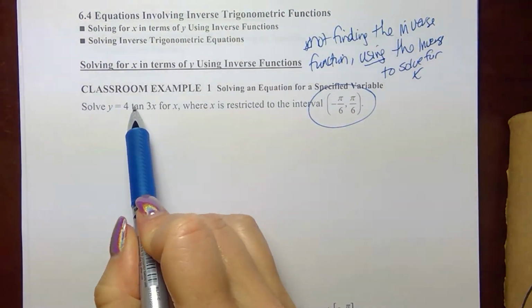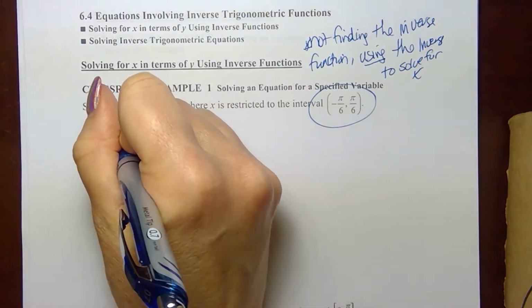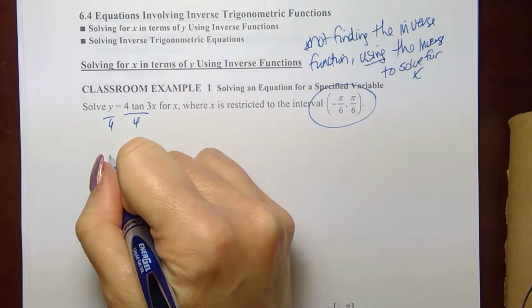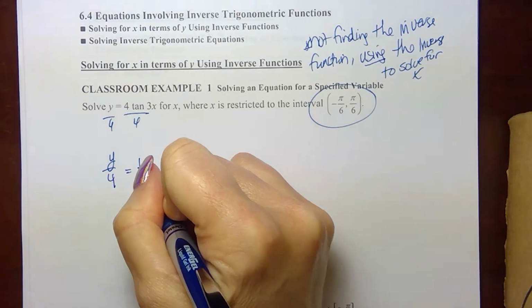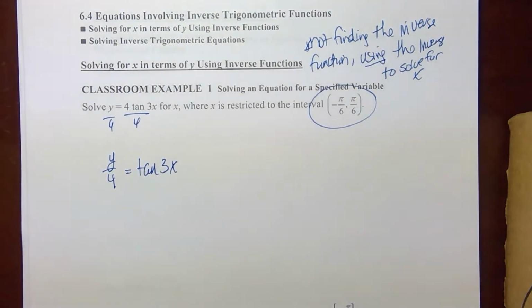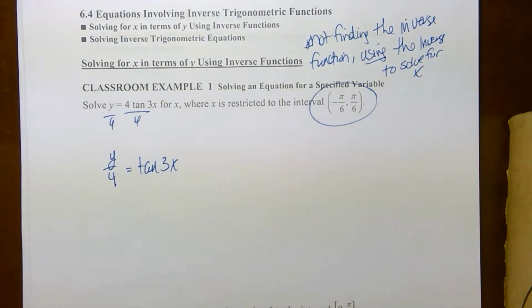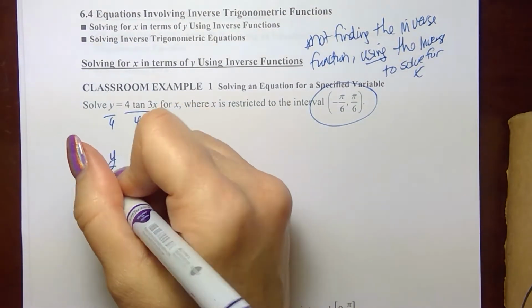We've got y equals 4 tangent 3x. The very first thing I'm going to do is solve for tangent 3x by dividing both sides by 4. What this gives me is y fourth equals tangent 3x. I'm going to take the inverse function to solve because if you remember back when we worked with inverse functions in college algebra, if you took the function of the inverse, or the inverse of the function, you got x. Same thing here. We're going to use the inverse function to solve.